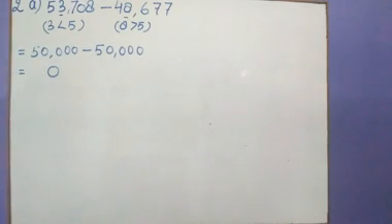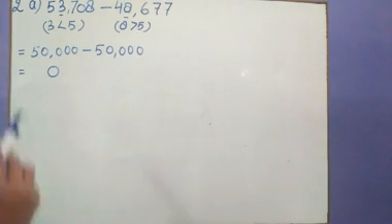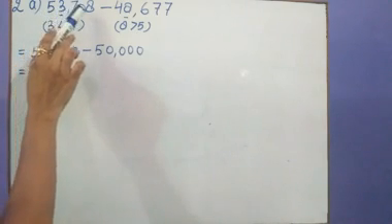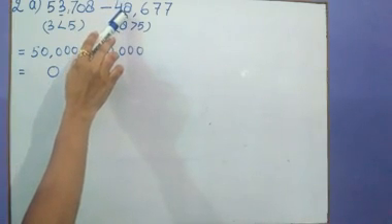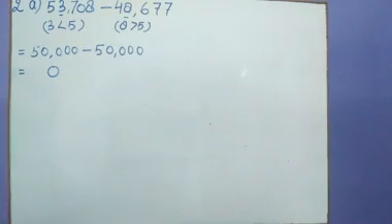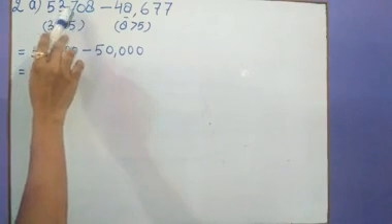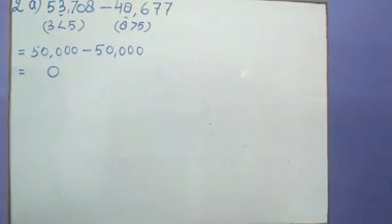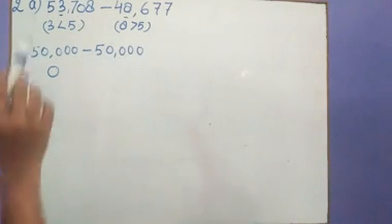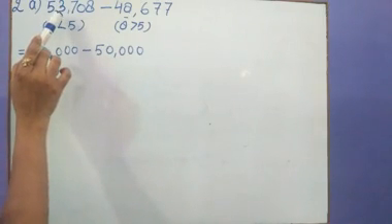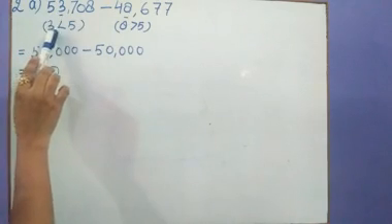Question number 2. Estimate the following difference to the nearest 10,000. I repeat. Estimate the following difference to the nearest 10,000. A. 53,708 minus 48,677. First of all, we will round off each number to the nearest 10,000. Then we will subtract. We can see here the digit at 1000 place is 3, which is less than 5.